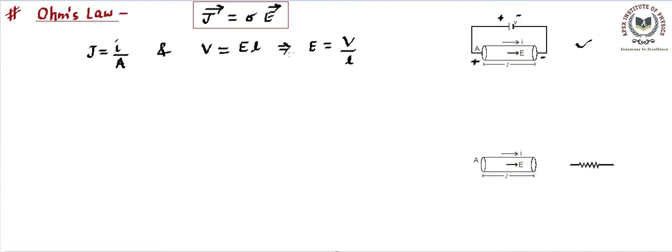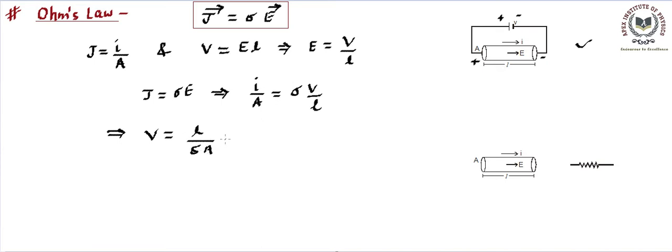Now let's substitute these two in Ohm's law, and let's talk about only the magnitude. So we are placing this in J is equal to sigma into E. So this J will be equal to I upon A, and this is going to be equal to sigma E, in place of E we are going to write V divided by L. Now if we rewrite this and rearrange it, we can write it as V is equal to L upon sigma A into I.